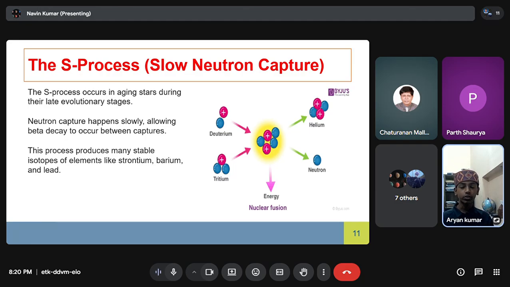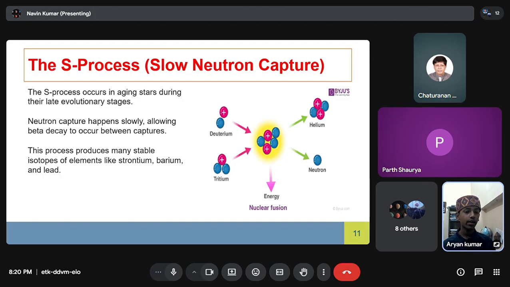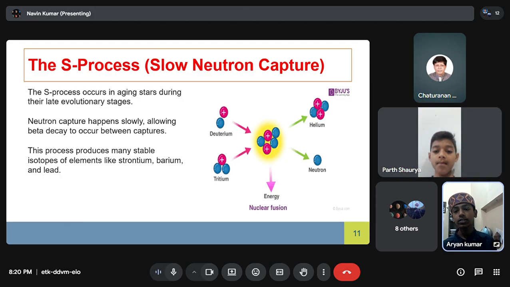In the S process, it happens in the old, late evolutionary stages of a star. The nucleus gets a neutron at a very slow pace, and then it converts that neutron into a proton, which can produce many stable elements and many isotopes of elements like barium and lead.